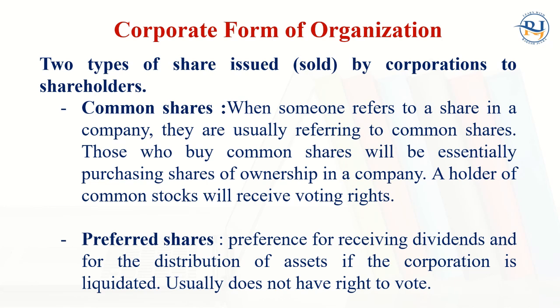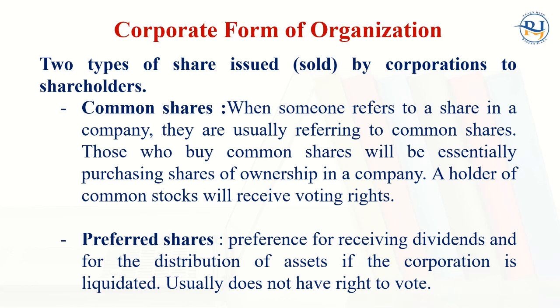But common shares, the person who is buying those shares will be considered a shareholder, and they will have the voting right. On the other side, the other type of shares are preferred shares. For preferred shares, there will be some preferences for receiving dividends and for the distribution of the assets if the corporation is liquidated. They usually do not have the right to vote. So preferred share is different from the common share.